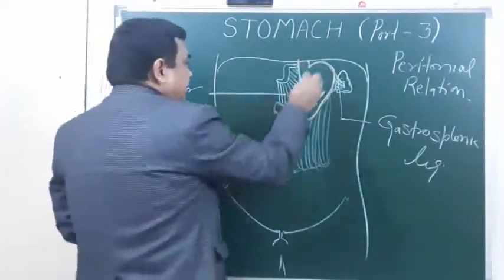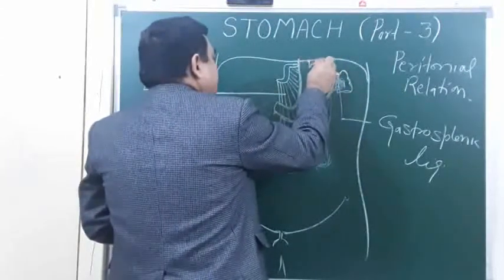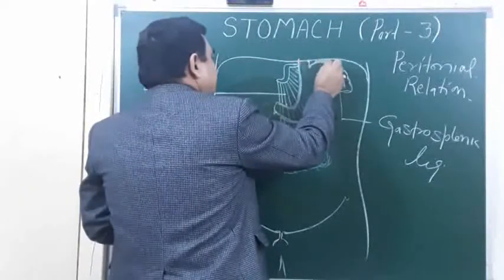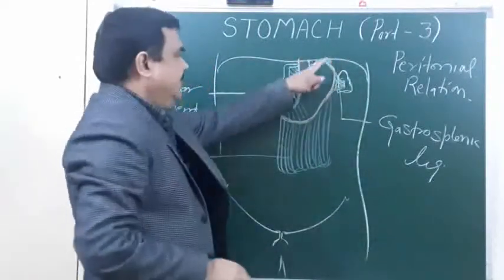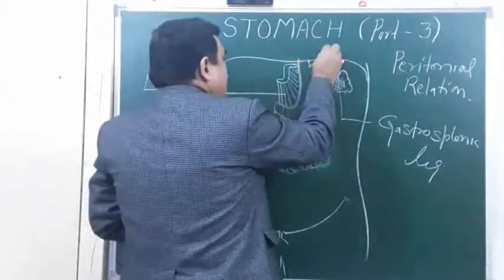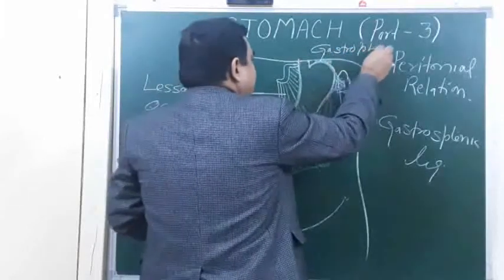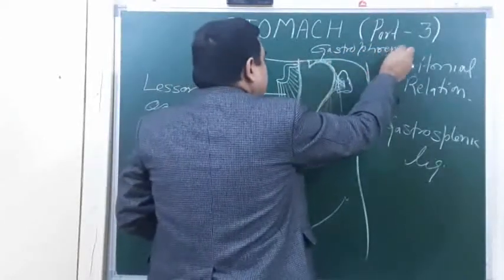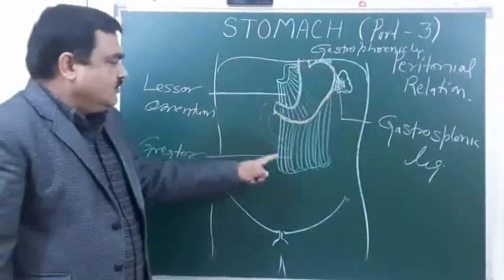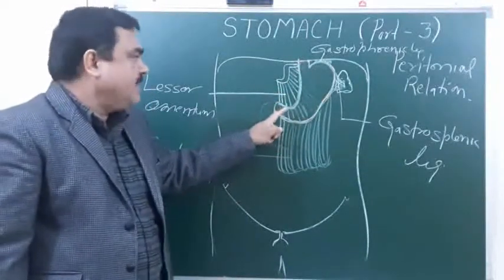And here, reflect on the diaphragm. This is the diaphragm. This is the gastrophrenic ligament. So these are the relations of the stomach.